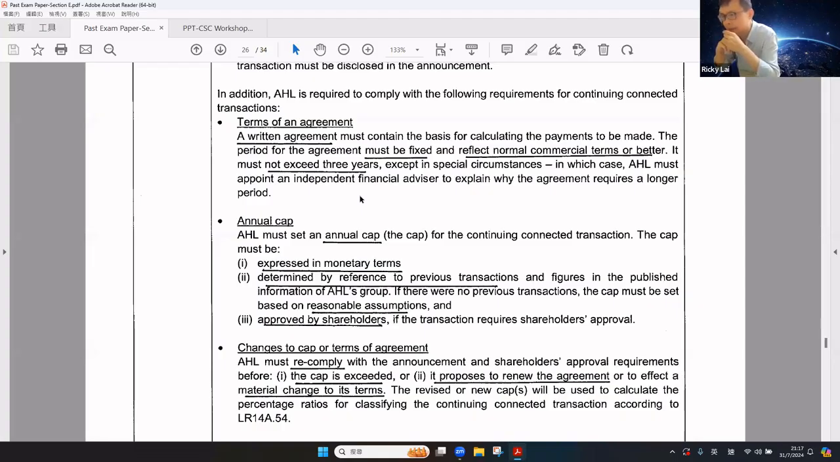The annual cap must be expressed in monetary terms, determined by reference to the previous transactions and figures in the public information of the listed group. If there was no previous transaction, the cap must be set based on reasonable assumptions, and the cap must be approved by the shareholders, with the transaction requiring shareholder approval.